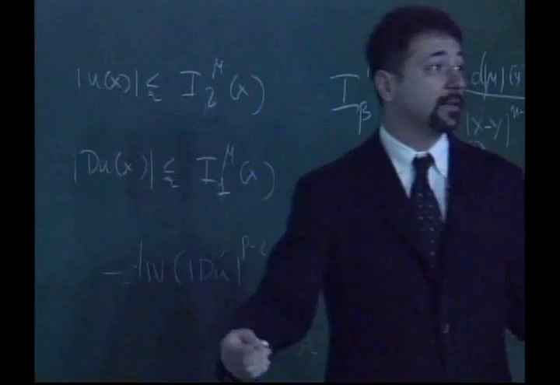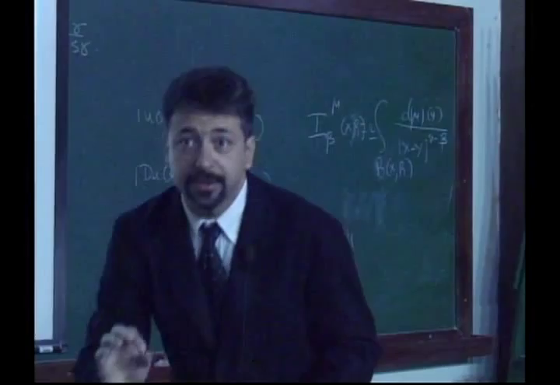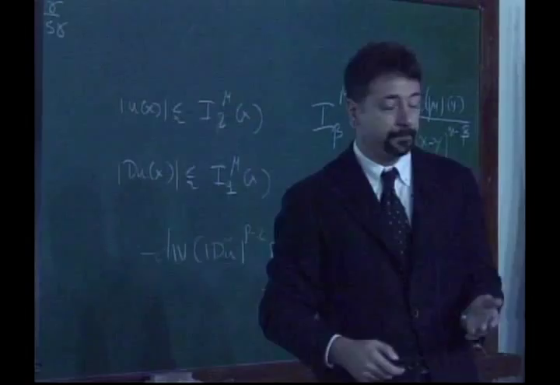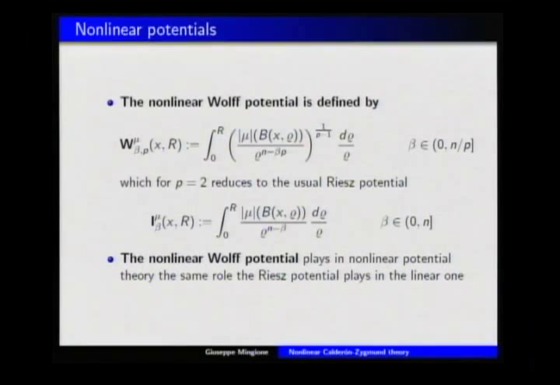And therefore, the orthodoxy of nonlinear potential theory is to replace Riesz potentials by so-called Wolff potentials. Wolff potentials are these operators, and despite their name, they were first introduced and studied by Maz'ya and Havin in a fundamental paper from '72, I guess.